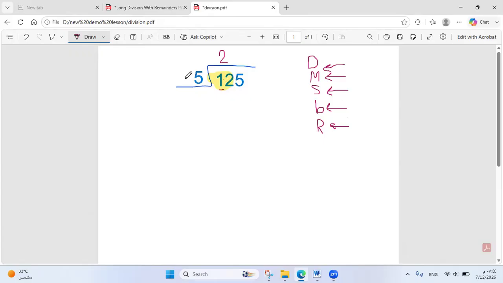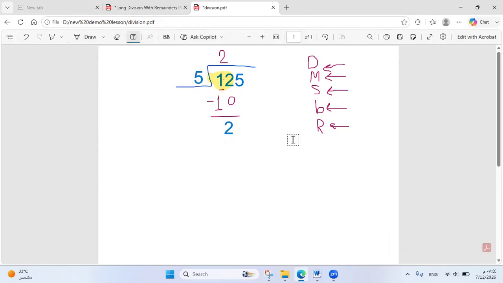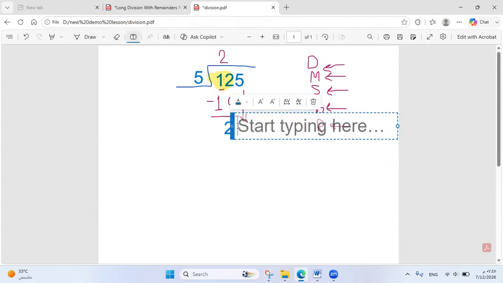First we divide: 12 divided by 5 equals 2. So we write 2 multiplied by 5 equals 10. Yes, very good. So we write 10 here. Then we subtract, the next step. Now 12 minus 10. Yes, very good. 12 minus 10 equals 2. We put 2 here. What do we do next? Yes, very good. We bring down the next digit, which is 5. We put it here.